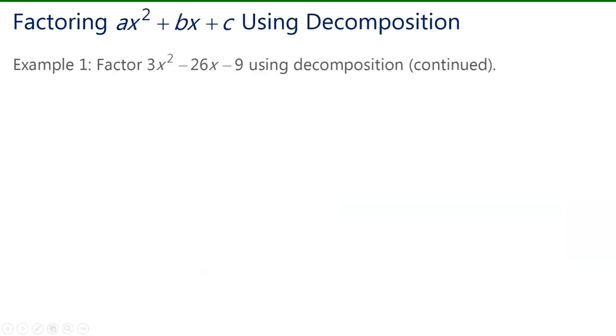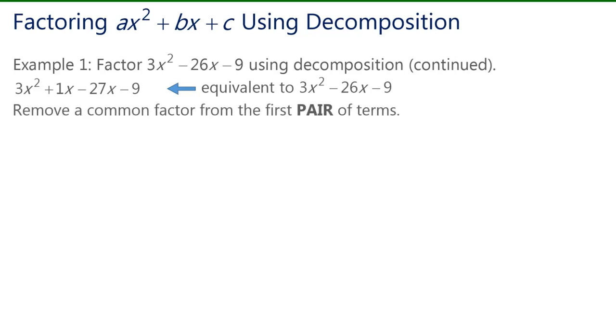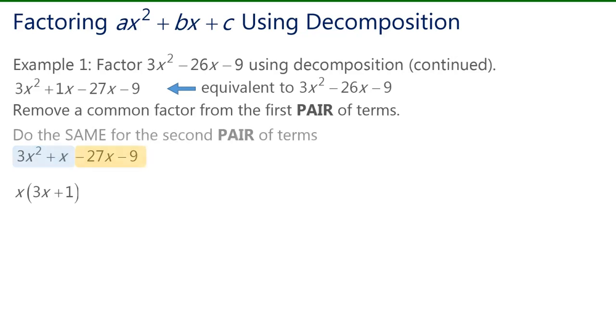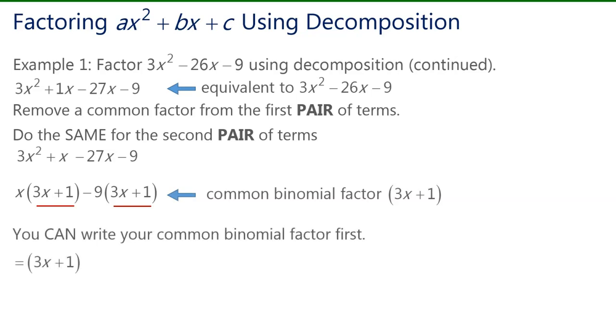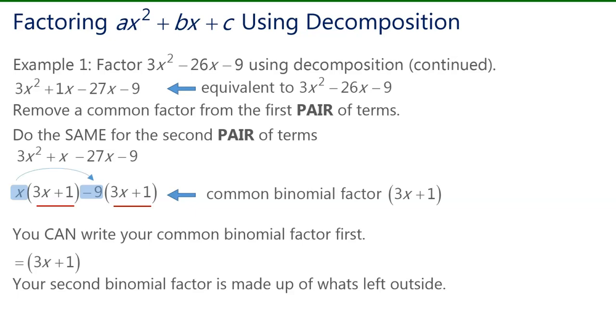Let's continue with decomposition. 3x squared plus 1x subtract 27x subtract 9 is equivalent to 3x squared subtract 26x subtract 9. Remove a common factor from the first pair of terms. Here's x outside of 3x plus 1. Do the same for the second pair of terms. Remove a negative 9 outside of 3x plus 1. Here's our common binomial factor of 3x plus 1. We can now write our common binomial factor first. Your second binomial is made up of what's left outside, the x subtract 9.